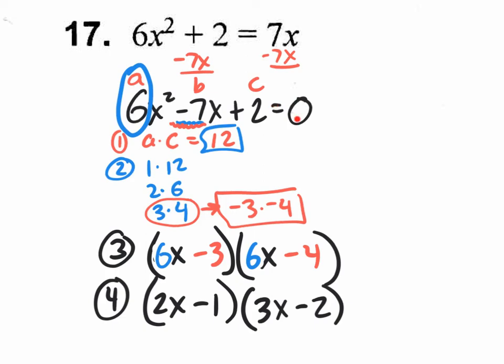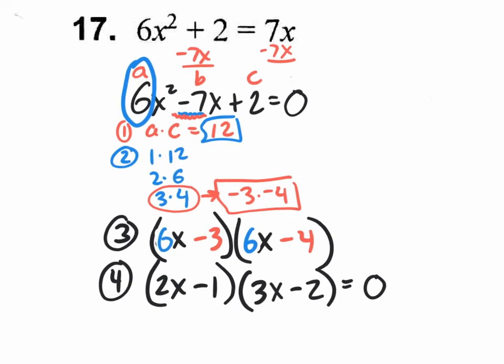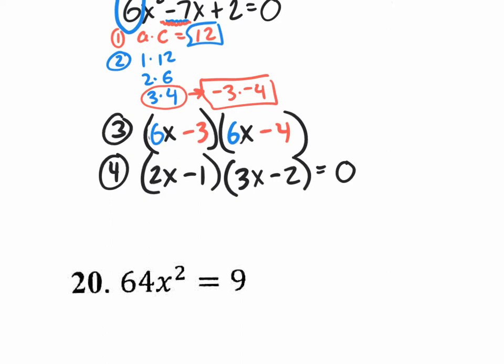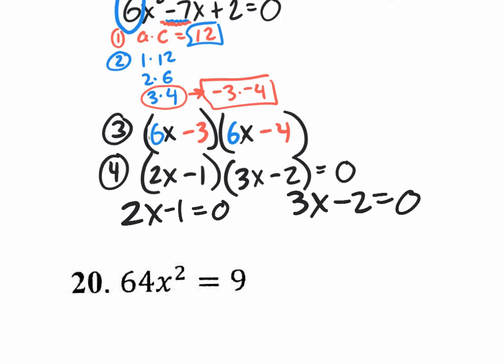Now let's not forget that it still is an equation. There's an equal sign that's set equal to 0, so I need to bring that down. I need to set that equal to 0. This is one of the longest problems that we have here. And now that we have a binomial times a binomial and it equals 0, I could simply separate them and set them each equal to 0. So I'm going to separate it. 2x minus 1 equals 0 and 3x minus 2 equals 0.